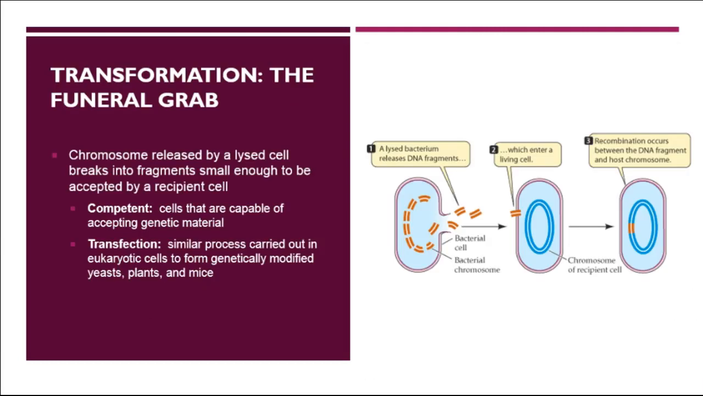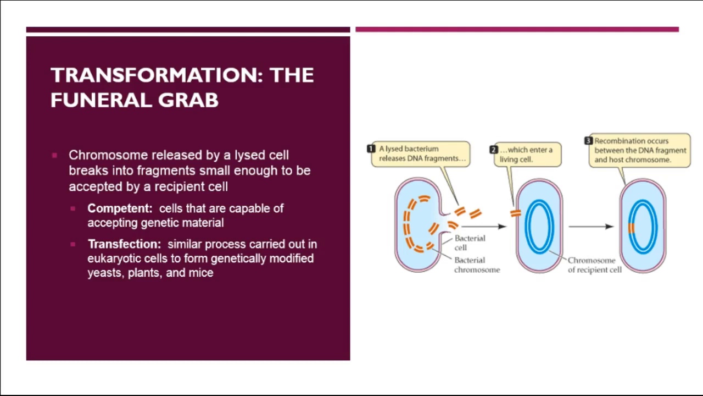The next type of horizontal gene transfer is called transformation, and this is what some scientists refer to as the funeral grab. So we have a dead cell, a lysed bacterium that has released its digested or broken down DNA into the environment. And another cell in close proximity happens to be in that same environment nearby, recognizes that DNA and brings it into the cell, incorporates it as part of its chromosome, and then that DNA fragment gets replicated with that organism's normal chromosome.